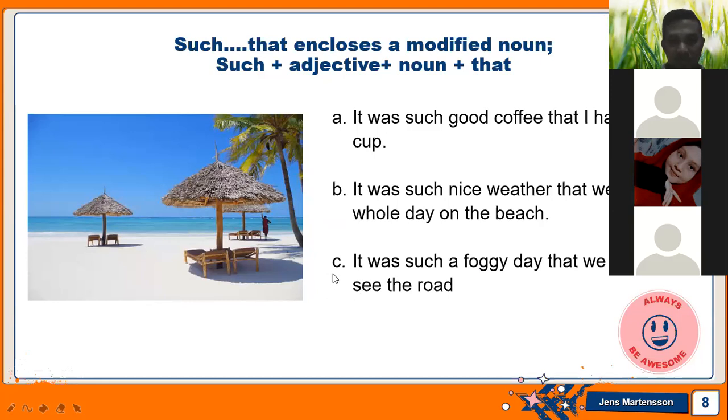C, it was such a foggy day that we couldn't see the road. Same: such, and then why do you use "a" here? Do we use "a" here or not? Is it necessary? Yes, sir. Why? Because day is countable, sir. Yeah, very good. Can you count day? Yes, sir. One day, two days, three days, four days. You can count it, so you have to put "a". If you don't put "a" here, it is incorrect.